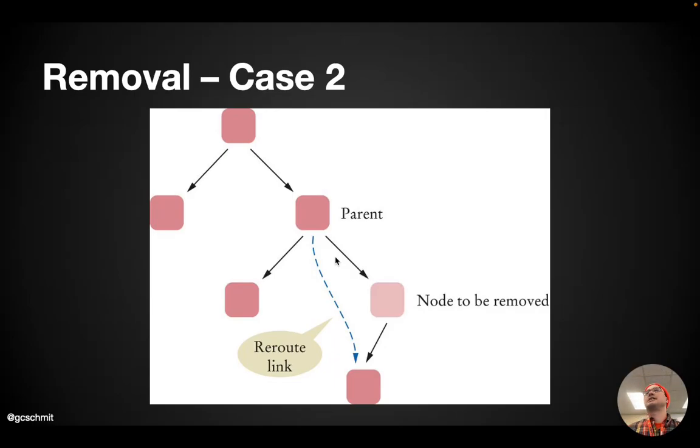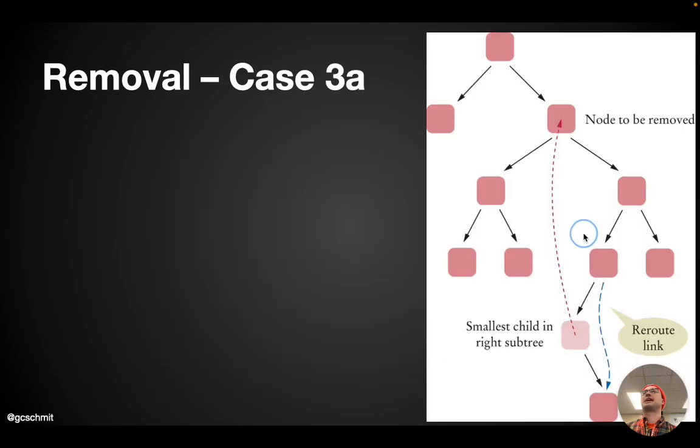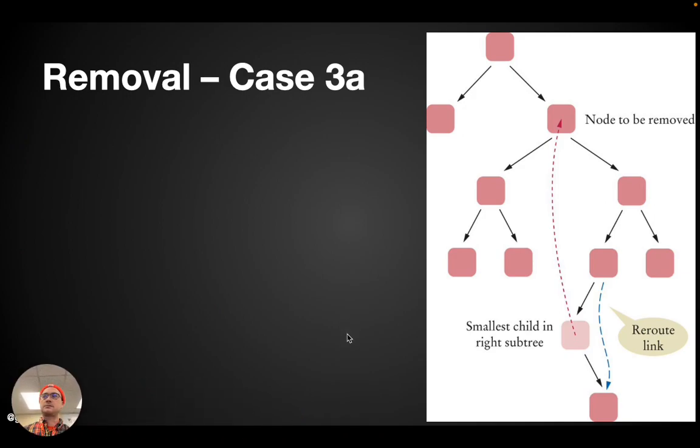All right, so let's look at case three. Case three is more complicated because the node to be removed has two children. Okay, so we want to get rid of this node, but we can't link this parent to both of these, right? We need a single replacement node here. So here's the algorithm we use.